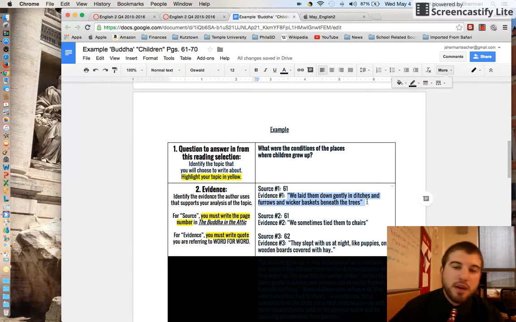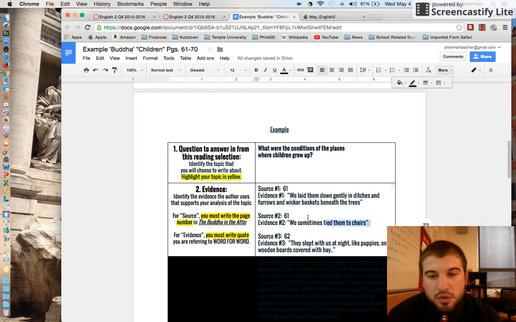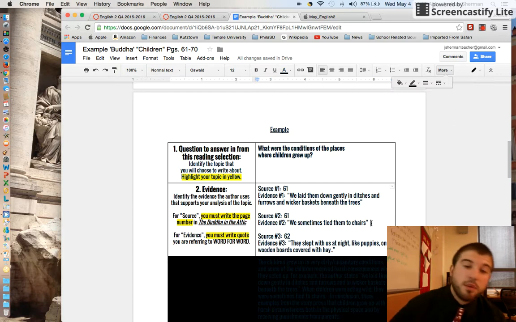Another thing I pulled out was related to more the parent conditions that they grew up with. So for source number 2, this was also on page 61, I pulled out the quote that says, "We sometimes tied them to chairs," which is what the women said they did to the children when they were being rambunctious or a little bit rowdy. The last piece of evidence I pulled out was from page 62. Okay?